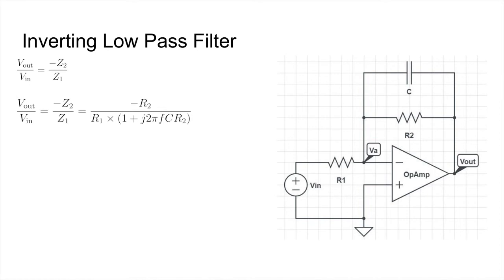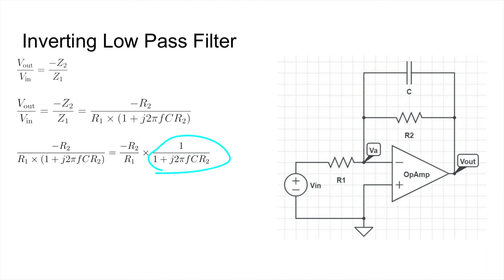And this is how we'll leave it for now. We do know that we have a J or an I on the denominator, but for now we'll leave it as such, because this tells us already quite a bit of our filter. If you notice, we again have negative R2 over R1, which happens to be our gain, and we have the 1 over 1 plus J 2 pi FCR2.